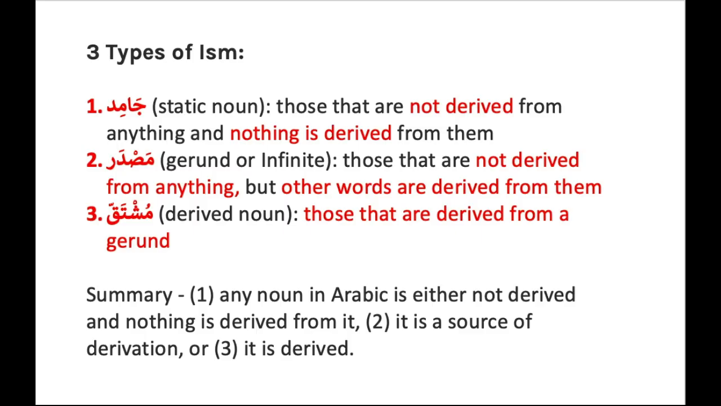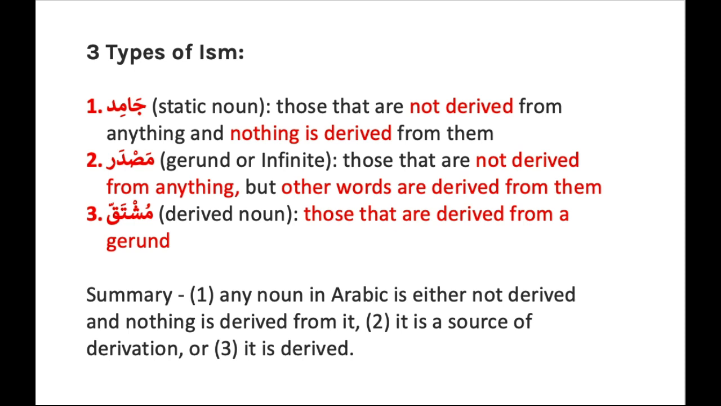derived. We are going to discuss the three main categories of ism based on their derivation. Please pay attention: Ismul Jamid, Ismul Masdar, Ismul Mushtaq. The word jamid means static. It is not derived from anything and nothing has derived from it. So that's why it's called a static noun. The most common example of Ismul Jamid is Allahu. The word Allahu has not derived from anything and nothing has been derived from the word Allahu. We'll look at some other examples of Ismul Jamid later.